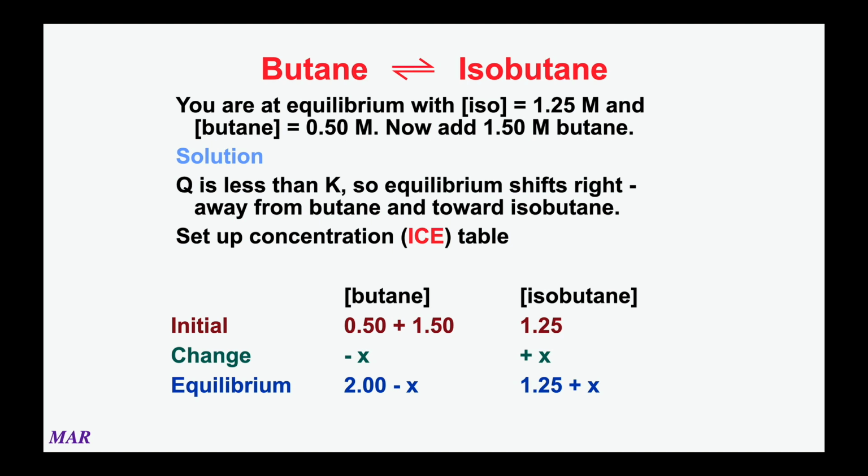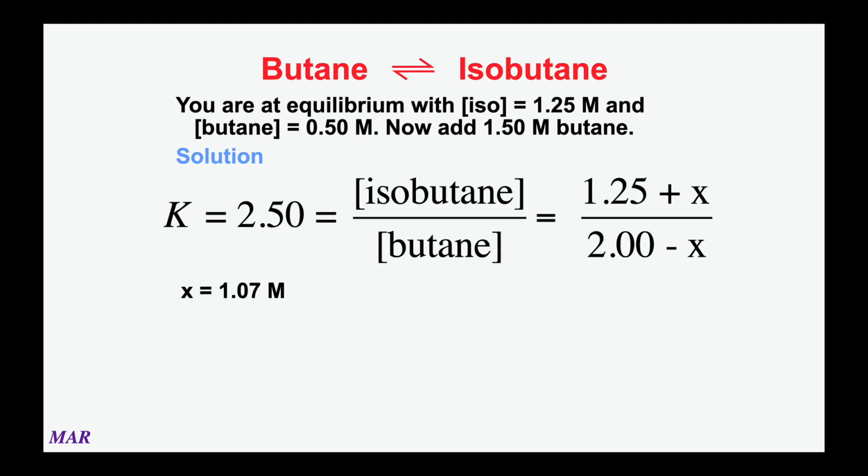Well, here are our X values at equilibrium. We know what the K value is, so let's throw it all together. 2.50 equals 1.25 plus X divided by 2.0 minus X. Now at this point, if you haven't done math for a while, I'd like you to try and go from this part to an X value of 1.07. This is a good test of your math skills. I want to make sure you've got it.